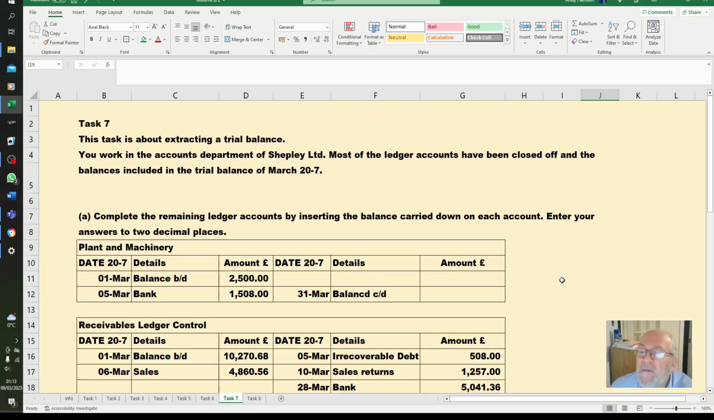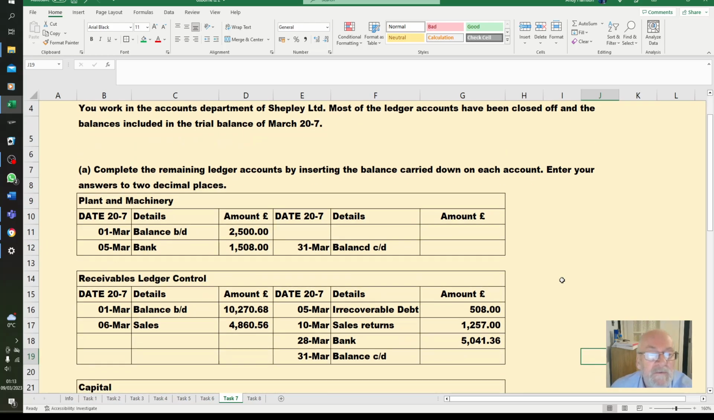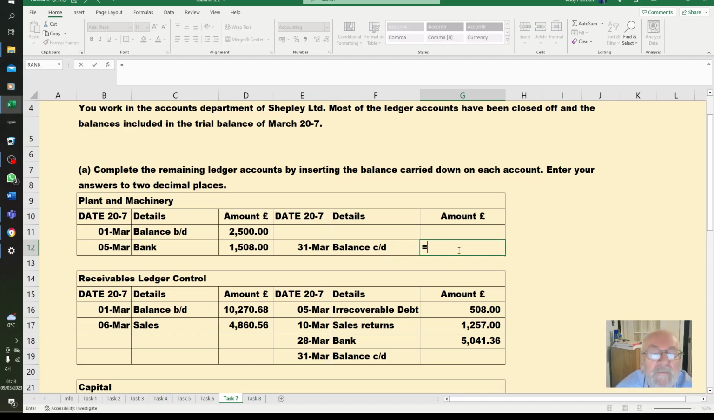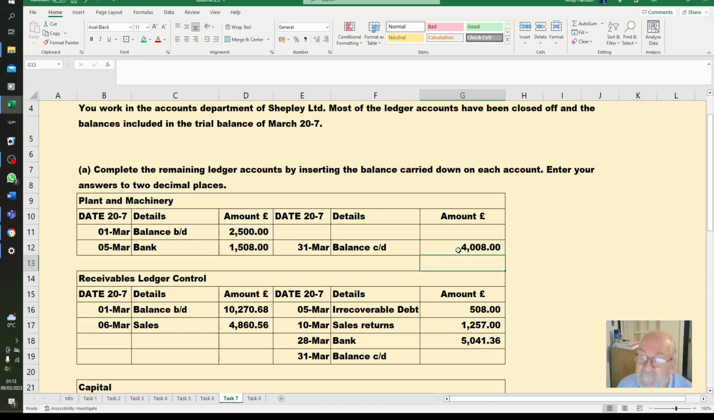Read carefully though. Most of the ledger accounts have been closed off the balances. It's all the end of March, and that's it. All we've got to do, despite my typo, I really thought I'd spotted all my typos. I'm not going to record a video for that. It's actually just adding them up. It's just straightforward. Only debit entries, so they're carried down. Bear in mind this is a carried down balance on the 31st. When we do the trial balance, it needs to go on the debit side.